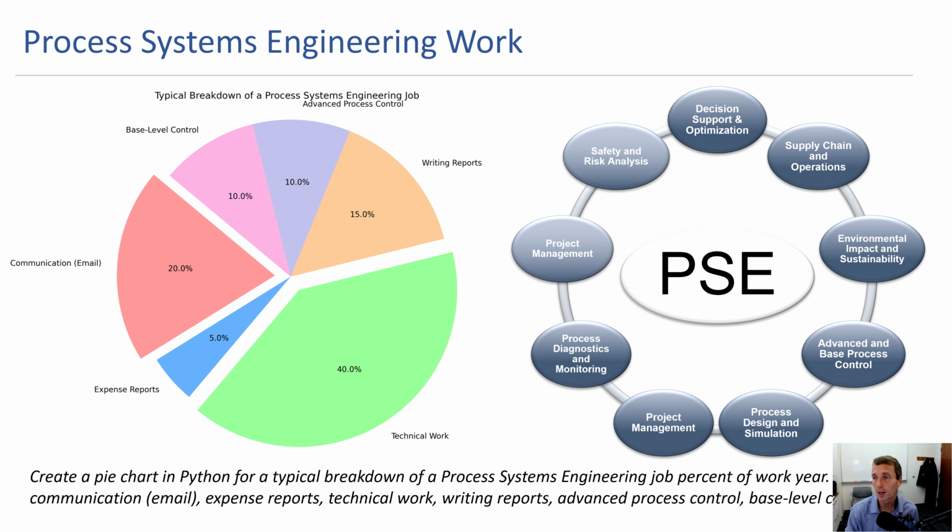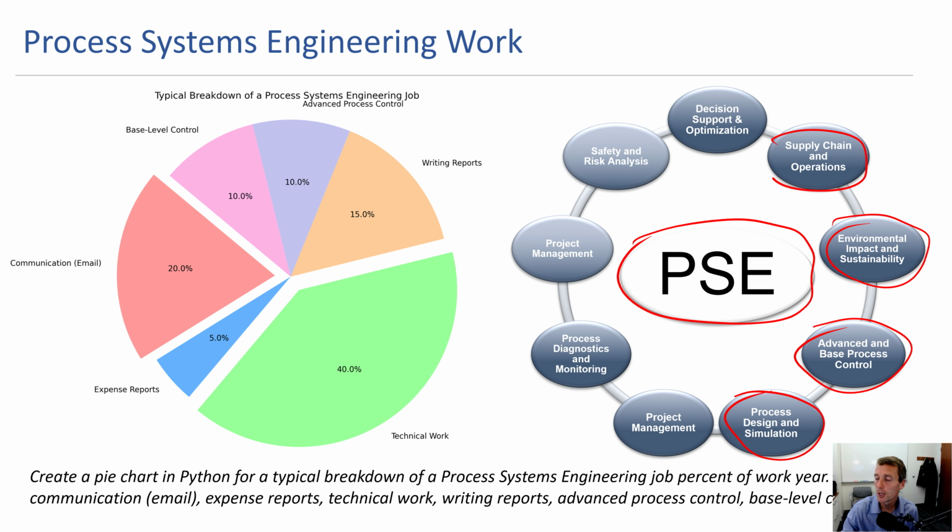Okay, so let's look at process systems engineering. And the field as a whole includes many different things. We think of process design and simulation. We might think of advanced and base process control, but it also includes environmental impact and sustainability, understanding and studies, supply chain and operations, decision support and optimization, safety and risk analysis. There's also an element of project management in process systems engineering, as well as process diagnostics and monitoring. And I guess I have that one in there twice. Okay, so project manager, I should take that one out.